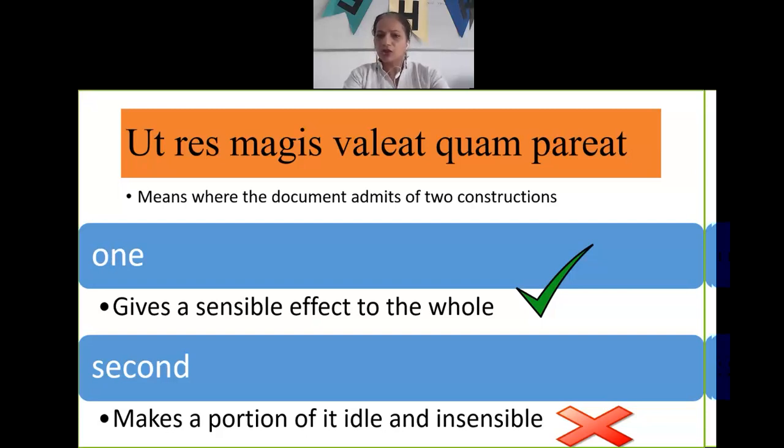But suppose it is not possible, then we would give effect to that interpretation which is sensible, giving effect to the whole of the legal incidents attached to the particular property which the transferor intends to transfer to the transferee.